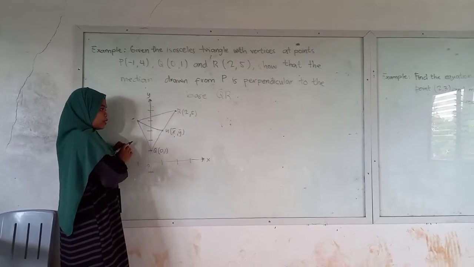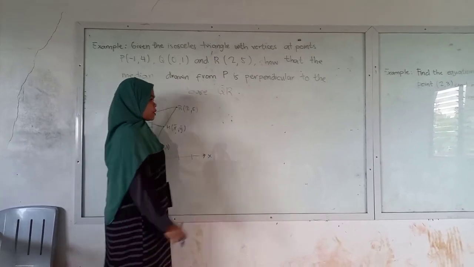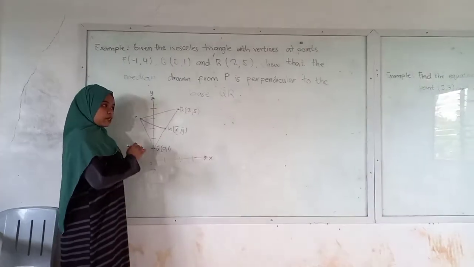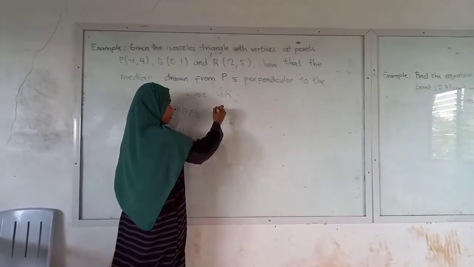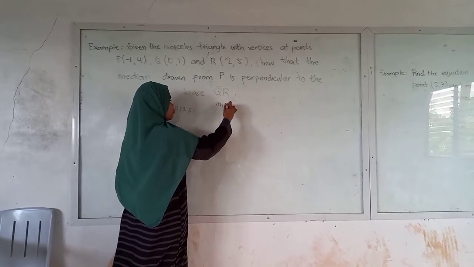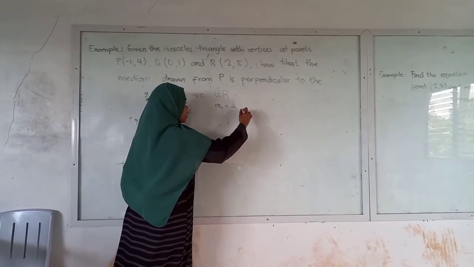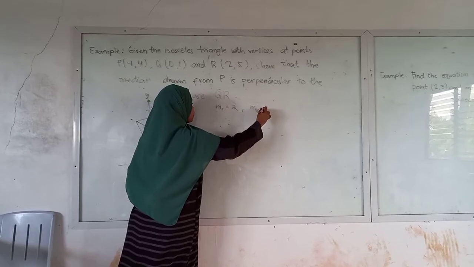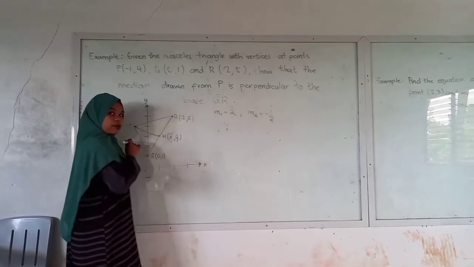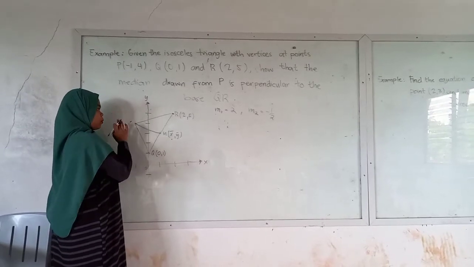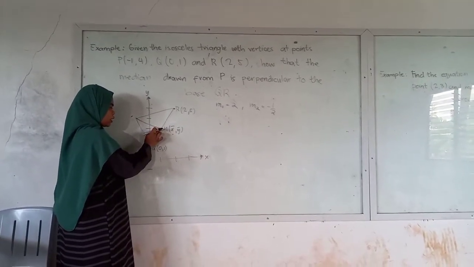So pag sinabi natin na perpendicular, ibig sabihin yung slope ng isa negative reciprocal ng isa. So that means if ang slope ko sa m sub 1 is 2, my m sub 2 must be equal to negative 1/2. Negative reciprocal sila. Okay? So, paano natin makukuha yung coordinates nito?